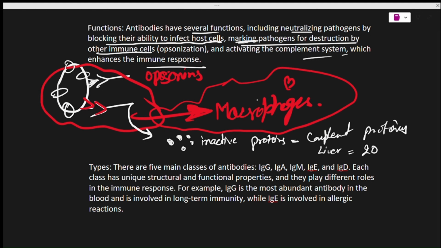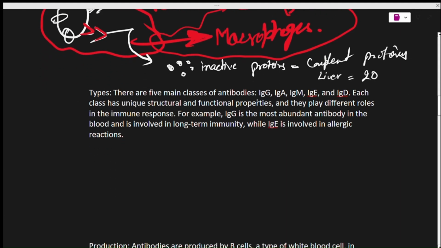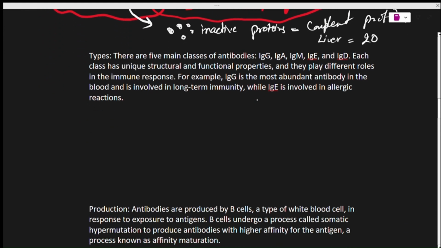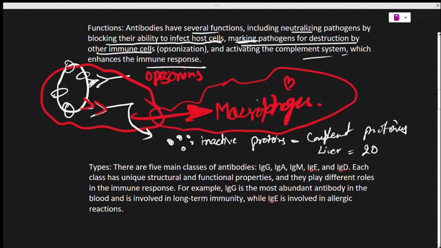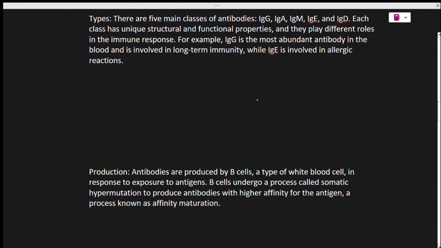Now by creating the pores, they, you can say, disturb the osmotic environment of that pathogen and thus destroy the bacteria, virus or any other pathogen which enters the host. So that was for the functioning, and let us go to the types. I have described earlier that these are of 5 types. Okay, and the learning mnemonic for that is GAMED.